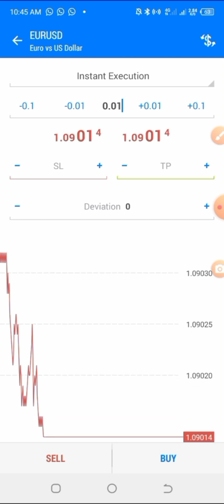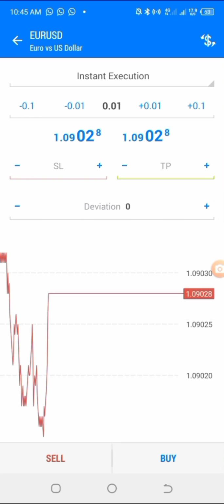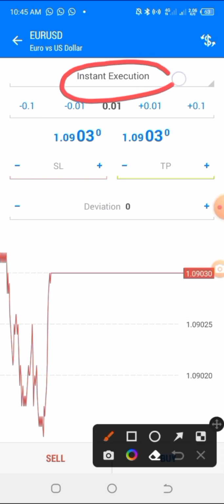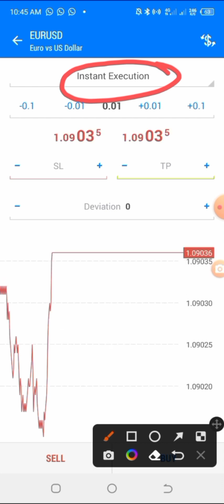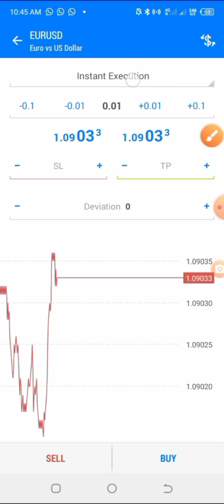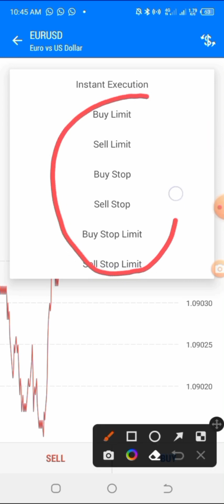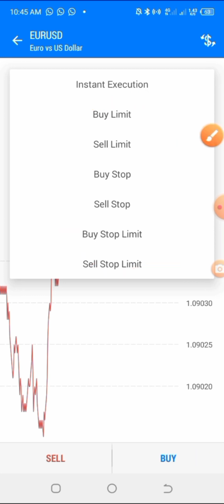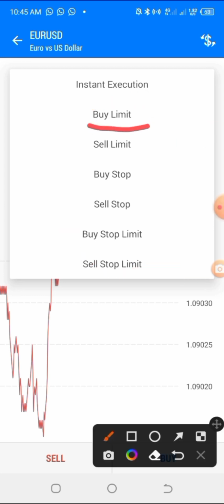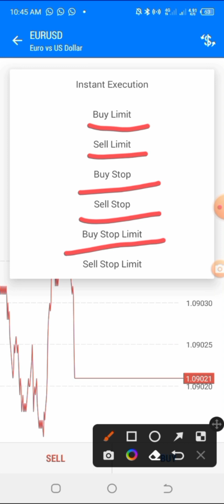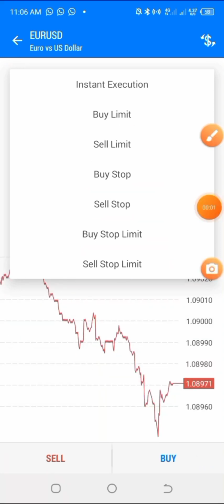All right. So after knowing these, we have different orders, and that is here. We have instant execution, that is the current market price, but there are very many others. If you press there, you can see these options. You can place a buy limit, a sell limit, a buy stop, a sell stop, a buy stop limit, and a sell stop limit. Now let me explain the ones I commonly use. Let me explain each of these.